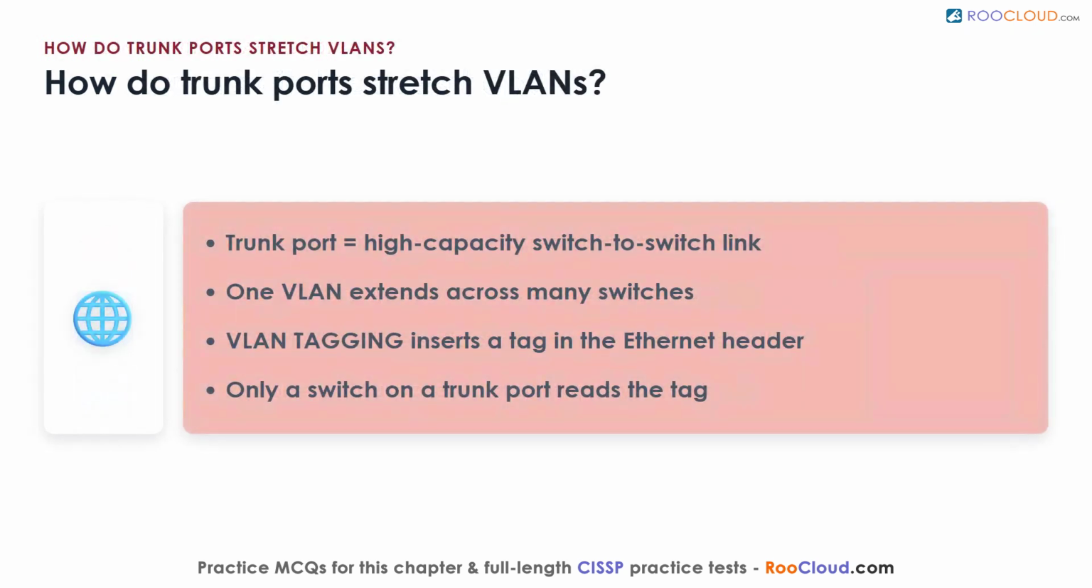How do trunk ports stretch a VLAN across switches? When you run out of ports, you link switches together through trunk ports, which are high-capacity connections built for switch-to-switch traffic. A trunk lets a VLAN defined on one switch extend across several others, so the same segment can span the whole building. This works through VLAN tagging, a standard that inserts a small tag into the Ethernet header marking which VLAN a frame belongs to.